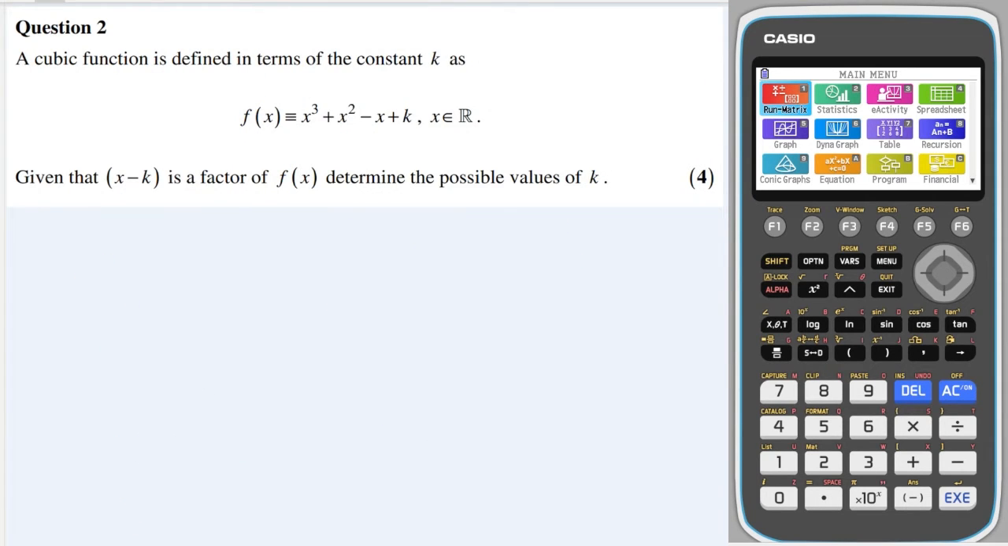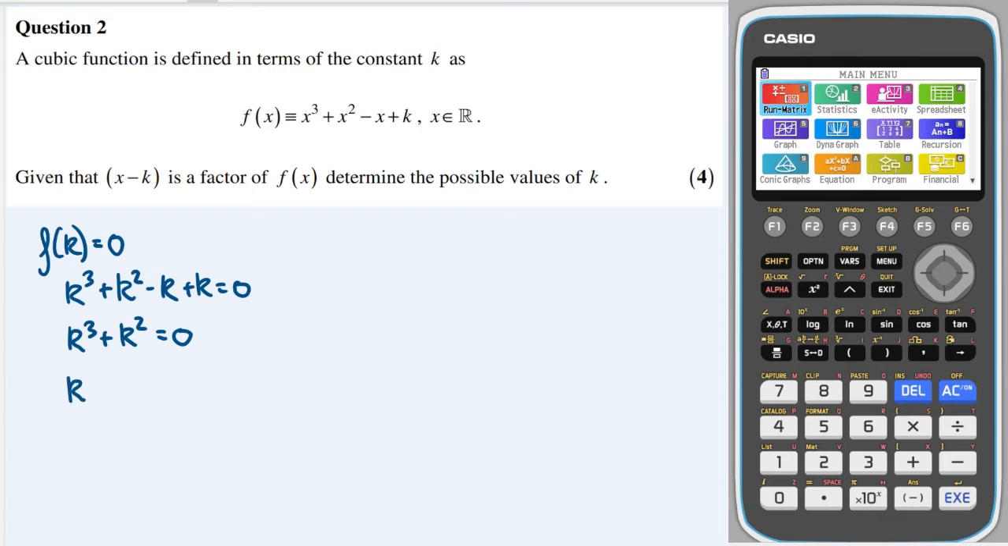Question number 2, we've got a cubic and it's defined in terms of constant k, and it says given that x minus k is a factor, then determine the values of k. So if x minus k is a factor, then that tells us that f of k is equal to 0. So subbing in k is going to give me k cubed plus k squared minus k plus k, and that's going to equal 0. So I'm going to get that k cubed plus k squared is equal to 0.